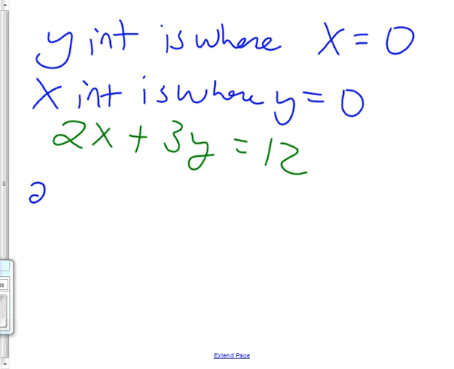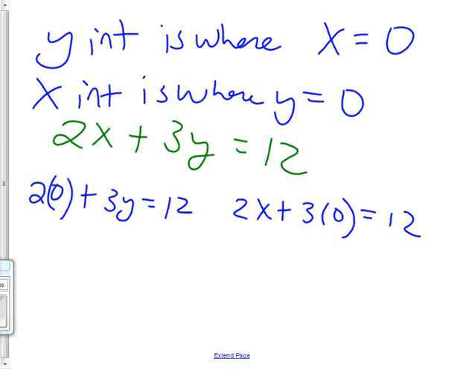Then I would go like this. And I go like this. What did I just do here? Yep. I set x equal to 0. And over here, I set y equal to 0. And for this one, if I'm setting x equal to 0, what am I finding? Come on, if I set x equal to 0, what am I finding? The y-intercept. So then I go 3y equals 12 and y equals 4.